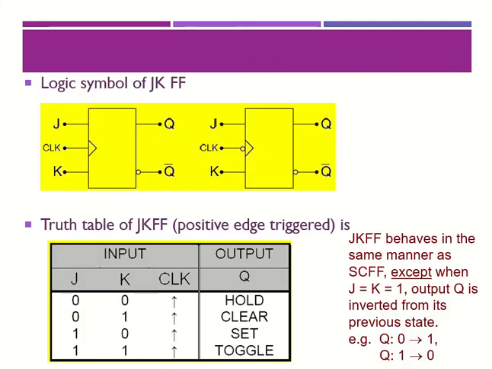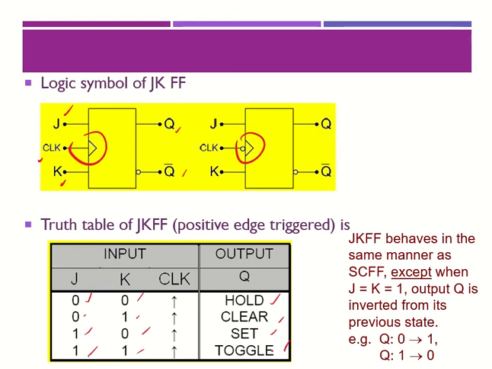This is the symbol of the JK flip-flop. We have J, K, clock, and outputs Q and Q bar. This is positive, this is negative. So this is the truth table: 0 0 is hold, 0 1 is clear, 1 0 is set, and 1 1 is toggle.